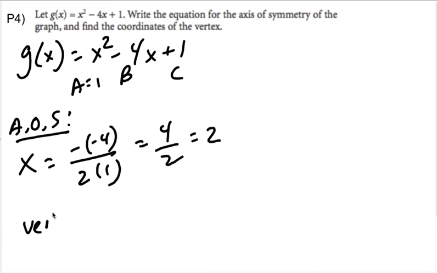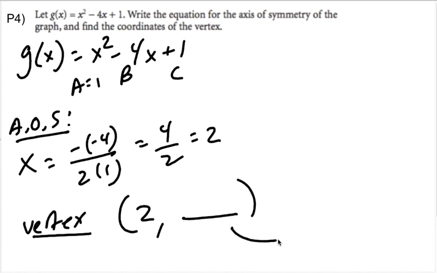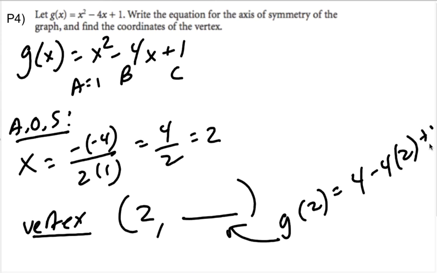That means that my vertex is at 2 comma blank. The way I find that blank is by plugging in g of 2. So that's going to be 4 minus 4 times 2 plus 1. 4 minus 8 plus 1 is negative 4 plus 1, or negative 3. All right, and that's it. So that's it for this video on axis of symmetry.